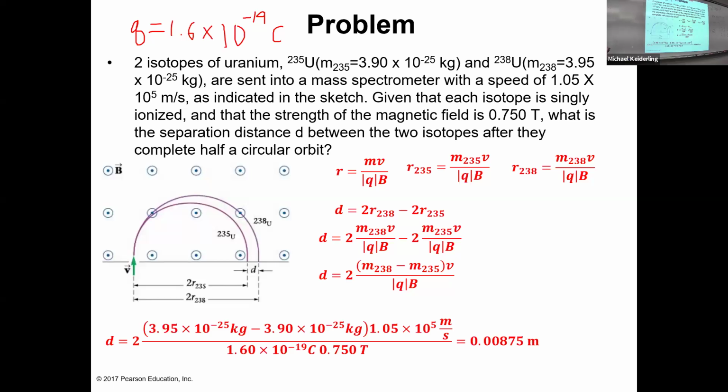charge times magnetic field. So 2 times 3.95 times 10 to the minus 25 minus 3.90 times 10 to the minus 25 times 1.05 times 10 to the 5 meters per second, all over 1.6 times 10 to the minus 19 coulombs times 0.75 Tesla gives a distance of 0.00875 meters, or 8.75 millimeters. Any questions about this?